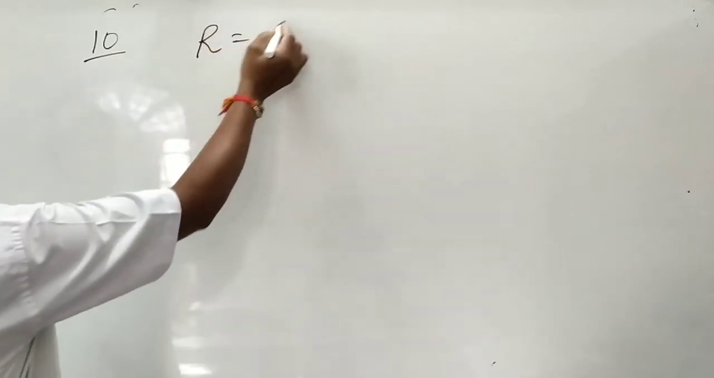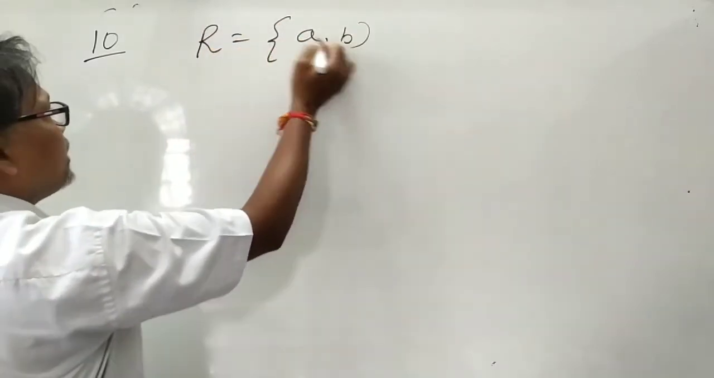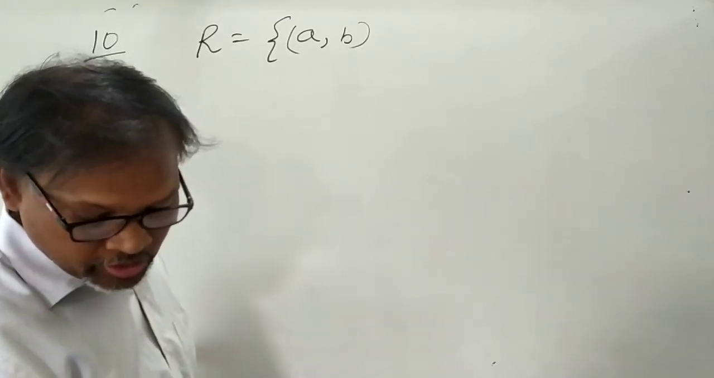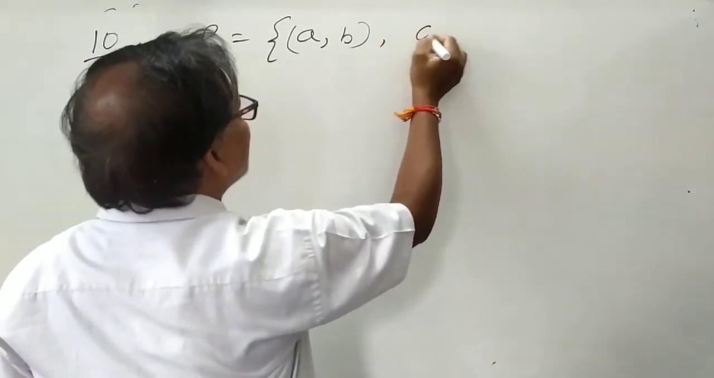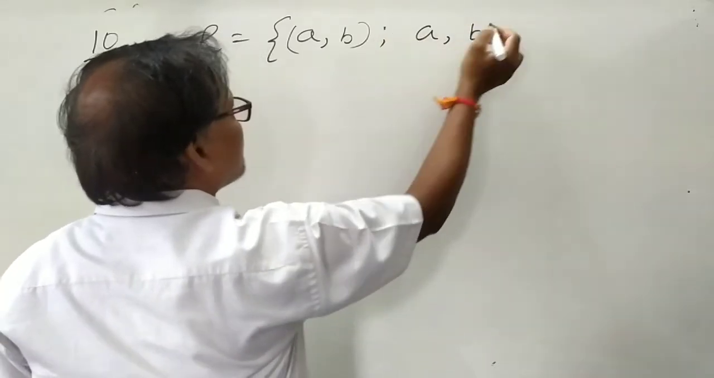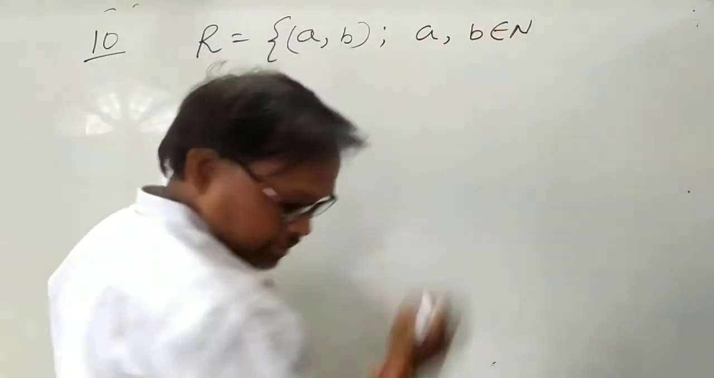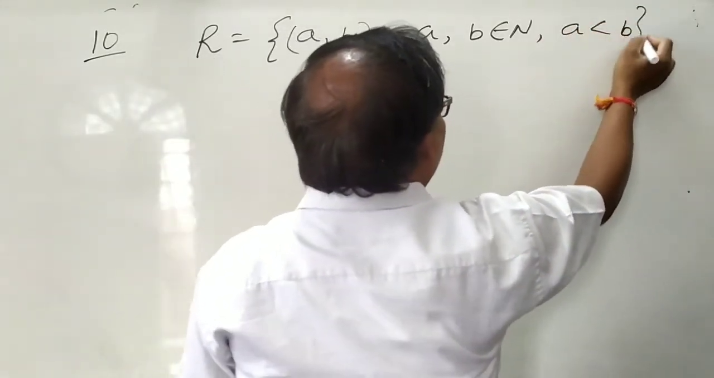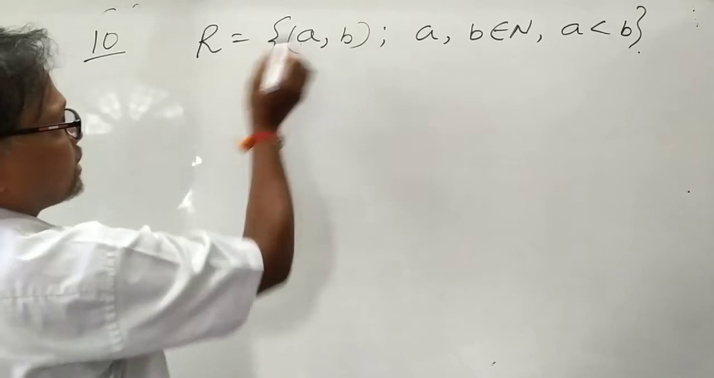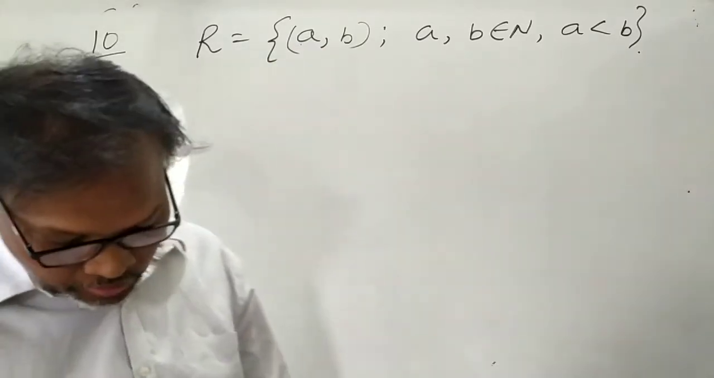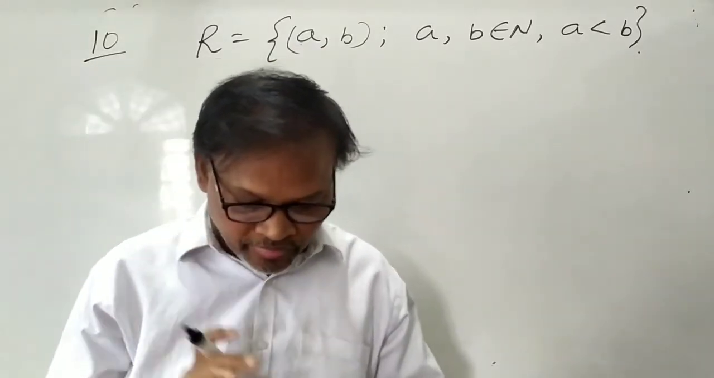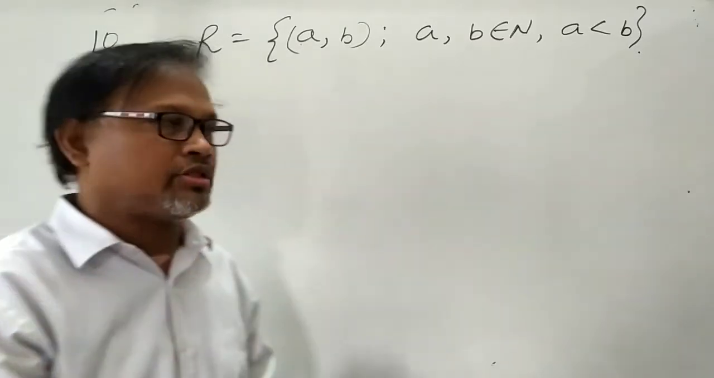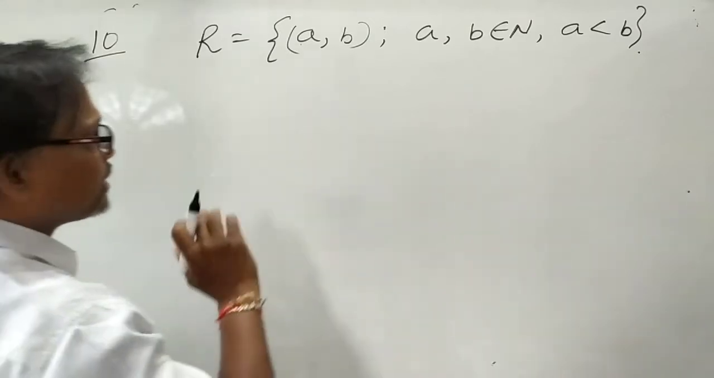R is the relation that is (a, b), where a, b belong to natural numbers and also a is less than b. मतलब ये पहला एलिमेंट, the first element is less than the second element. Now you have to check whether the relation is reflexive, symmetric and transitive.